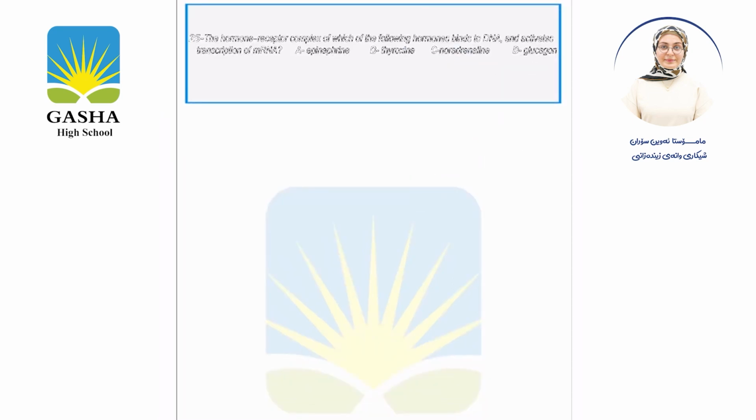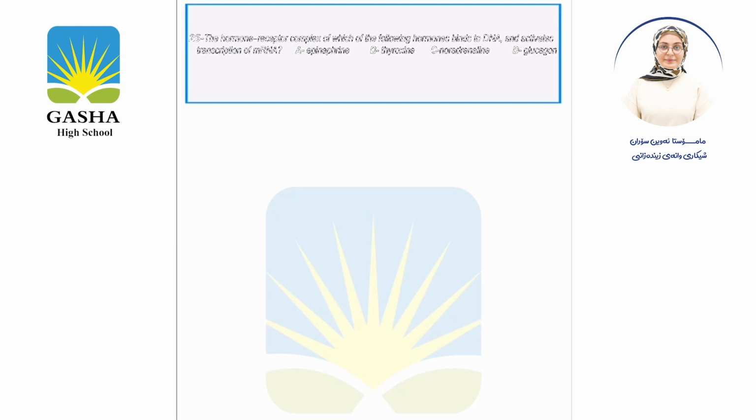Question 25. The hormone receptor complex of which of the following hormones binds to the DNA and activates transcription of mRNA? A, epinephrine, B, thyroxine, and noradrenaline and glucagon.